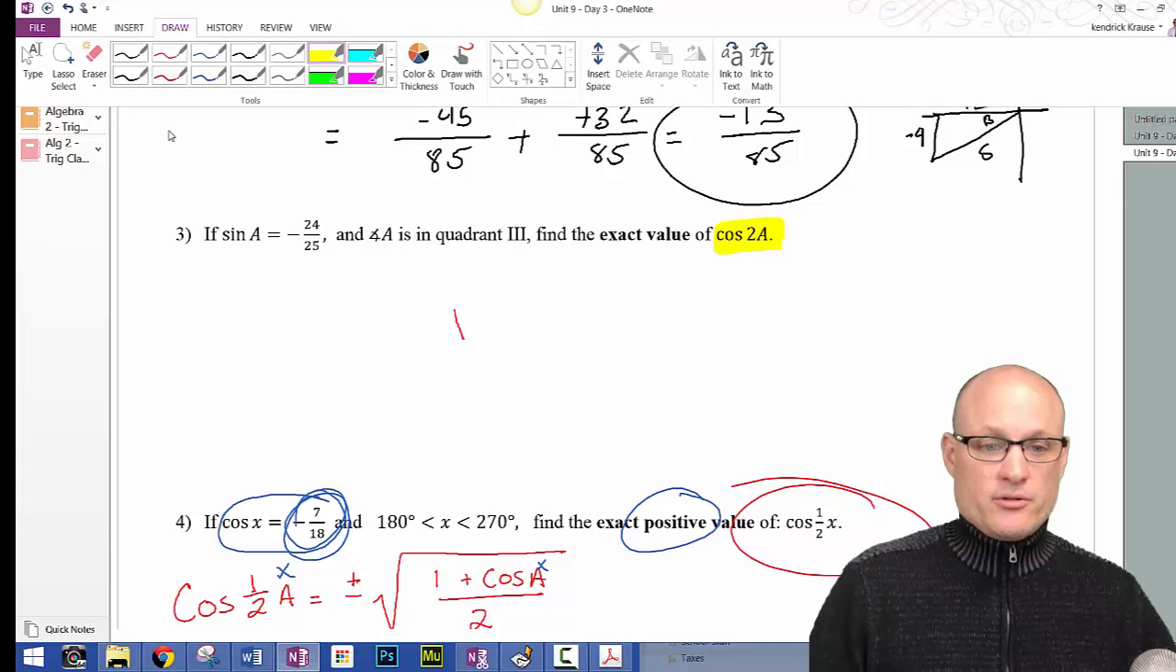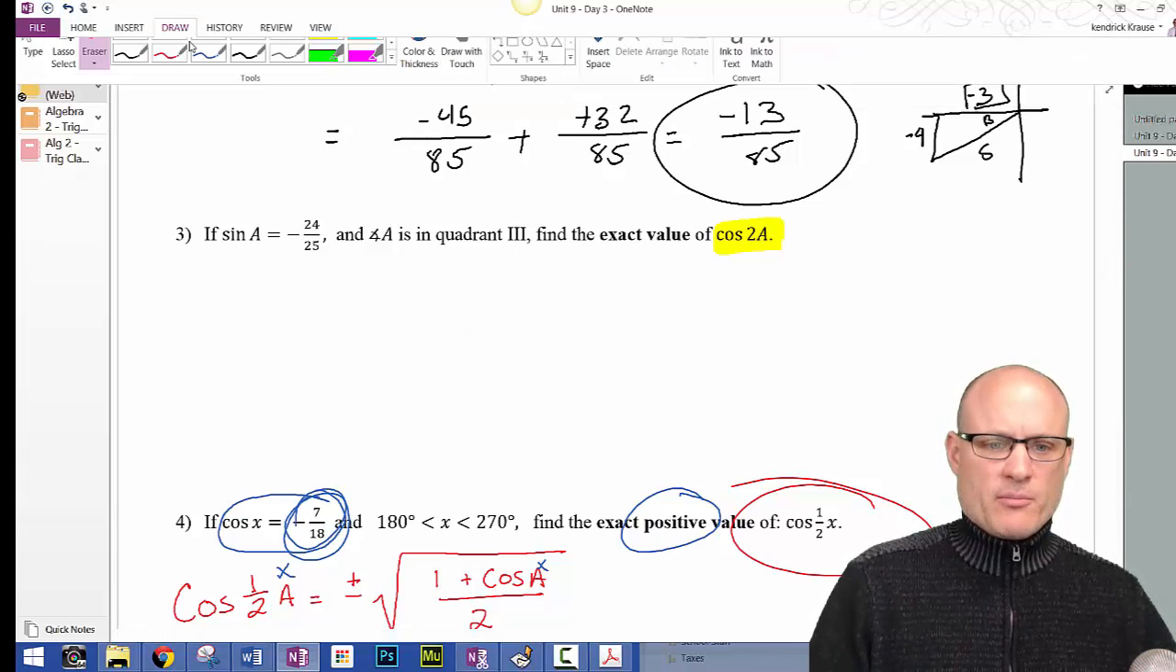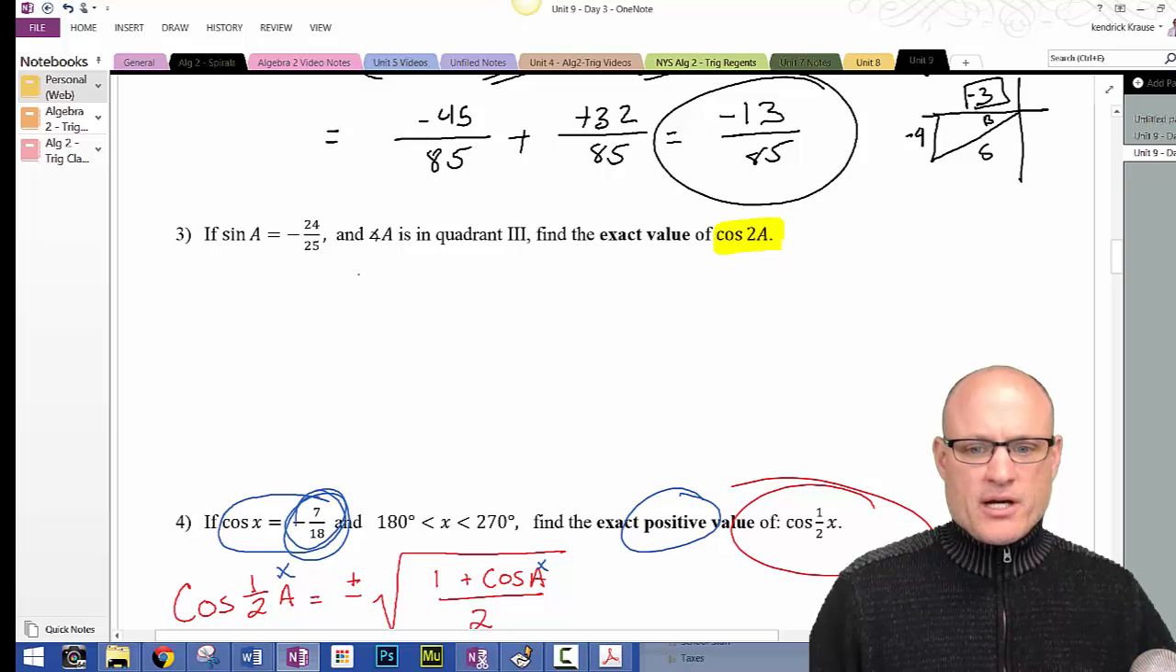So I need to. I wish I could just flip my pencil over and do that. I bet there is a way to do that. I need to use my formulas.